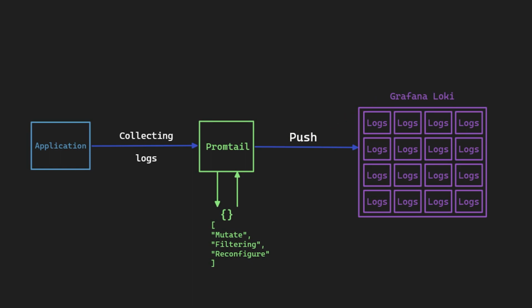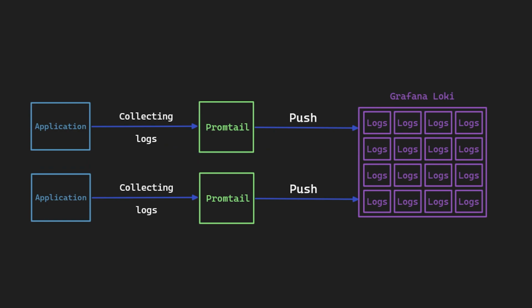To collect the application logs from different systems, we require a separately configured Promtail for each application. Each Promtail collects its own individual application logs or server logs and pushes those logs directly into Grafana Loki.